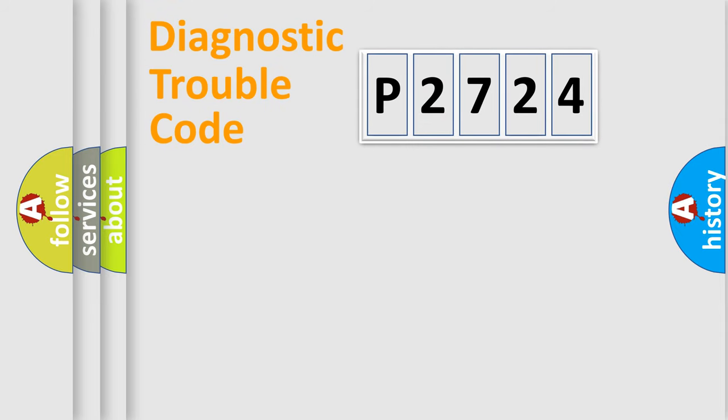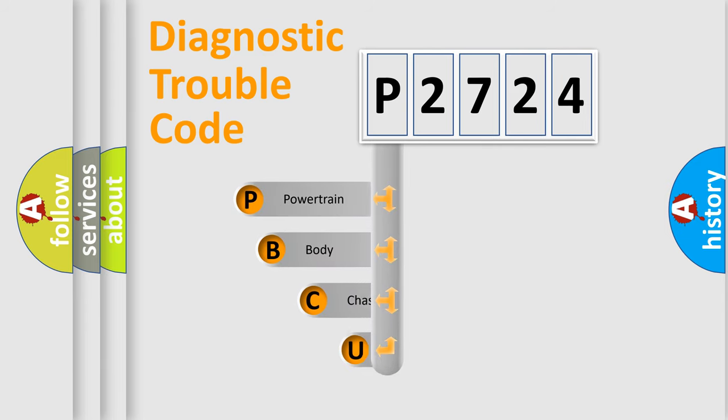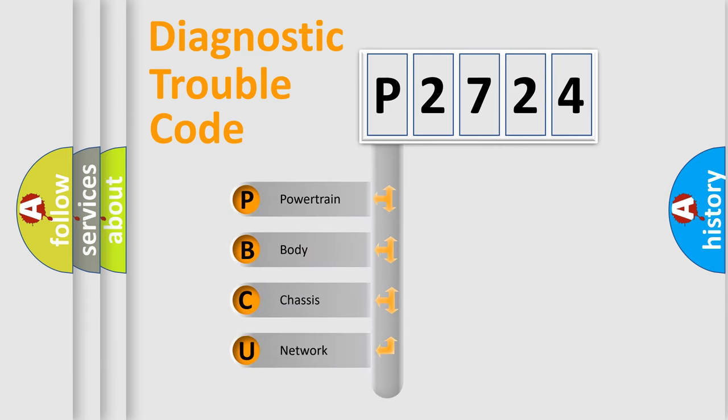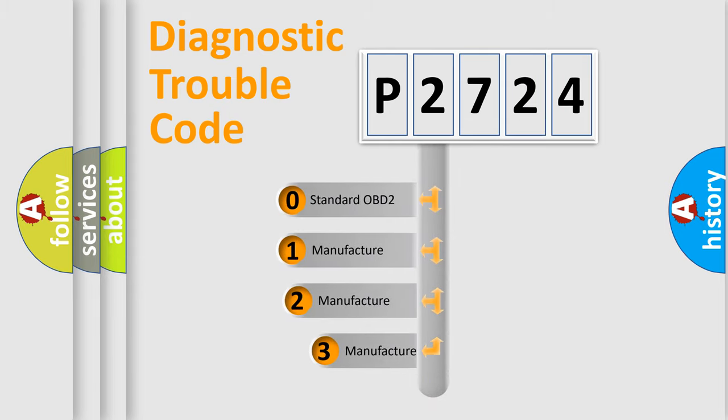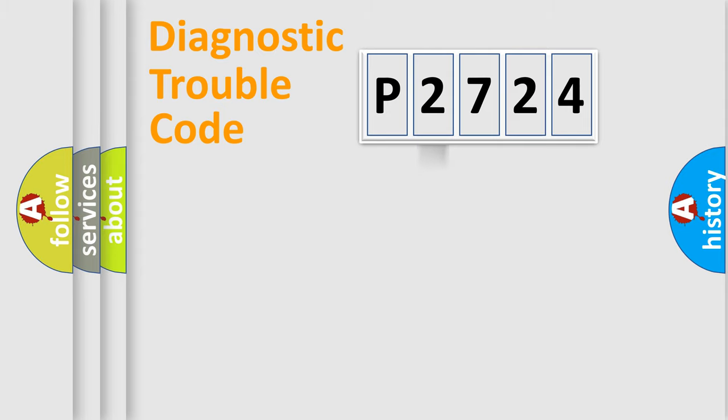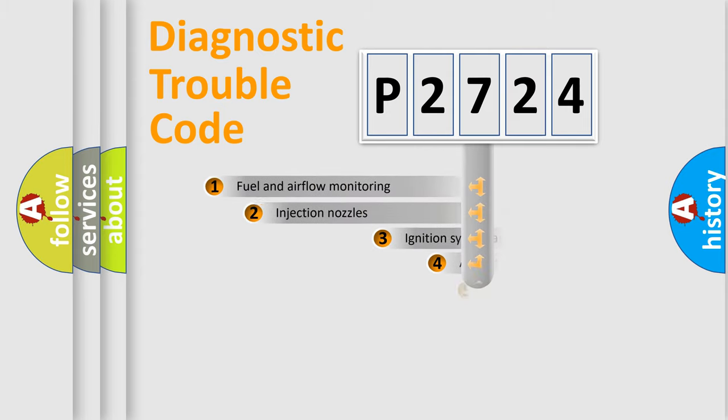Let's do this. First, let's look at the history of diagnostic fault code composition according to the OBD2 protocol, which is unified for all automakers since 2000. We divide the electric system of the automobile into four basic units: powertrain, body, chassis, network. This distribution is defined in the first character of the code. If the second character is zero, it is a standardized error. In the case of numbers 1, 2, 3, it is a more specific expression of a car-specific error.